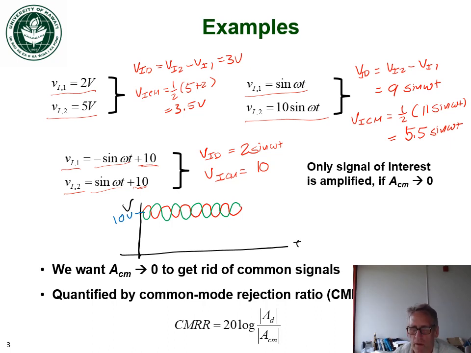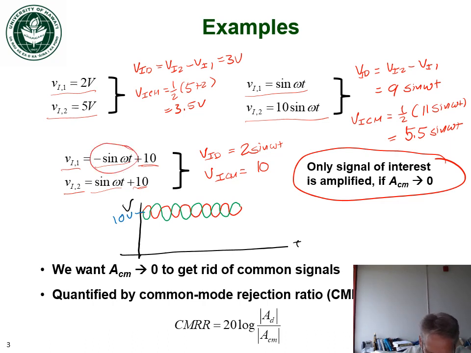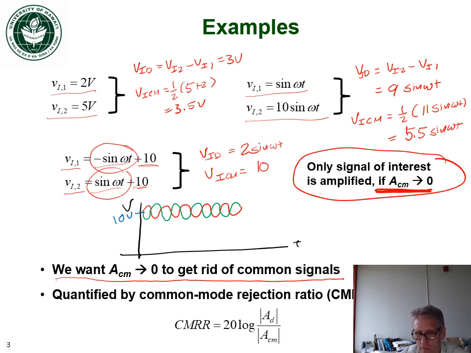And so what we prefer from our amplifier is we want the signal of interest amplified, right? We want the signal of interest, which in this case would be our time varying component sine omega t, to be amplified, and we want the rest of it, the common mode signals, to not be amplified. So ideally we want our common mode gain to go to 0 while our differential signals are amplified. So if the common mode gain goes to 0, this gets rid of the common mode signals, right? And we want a differential mode gain.